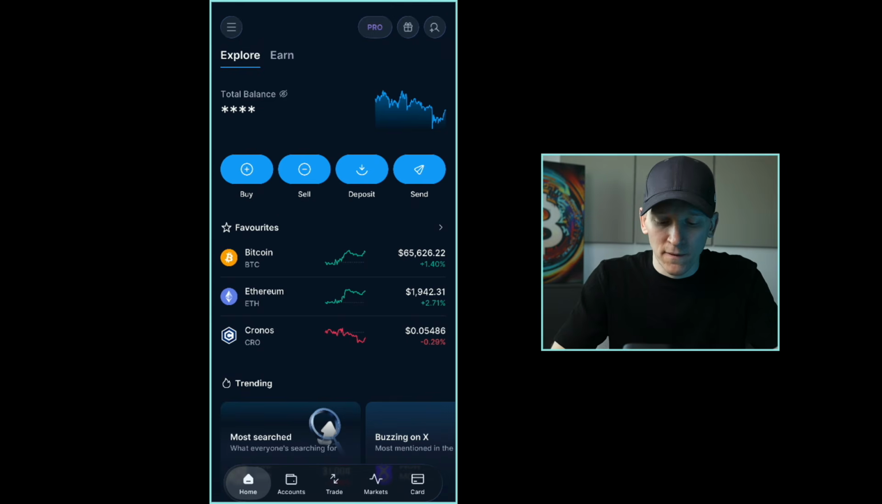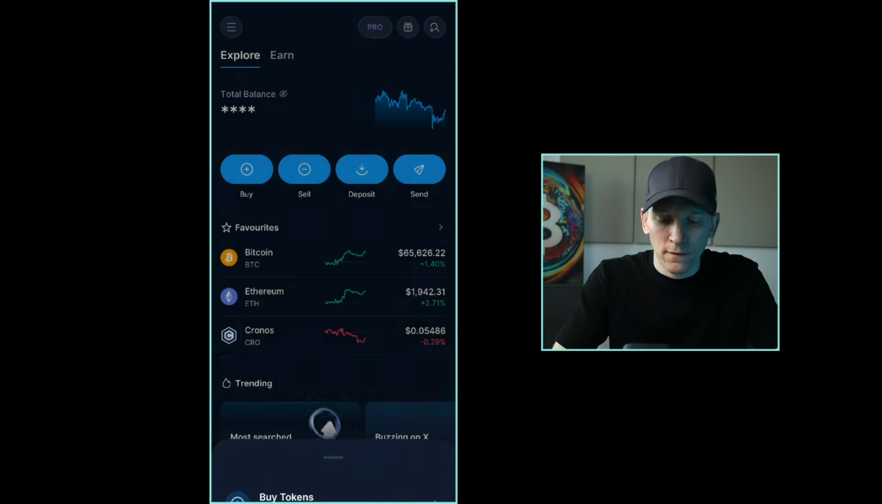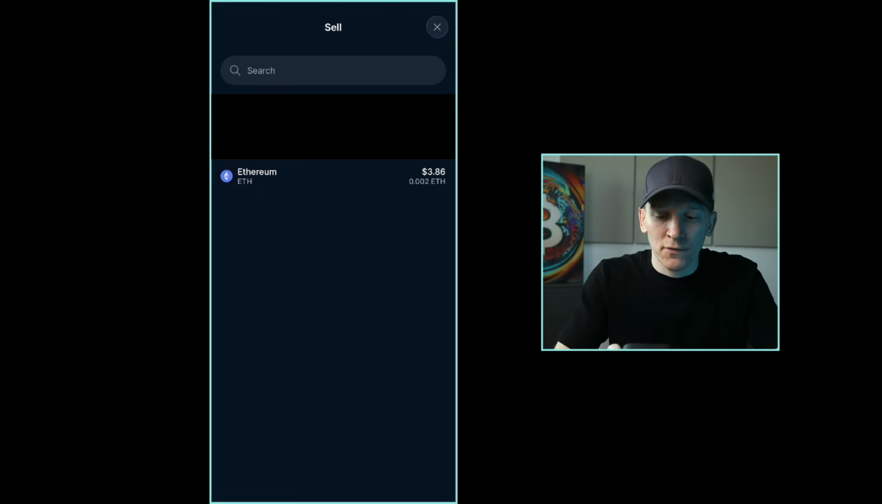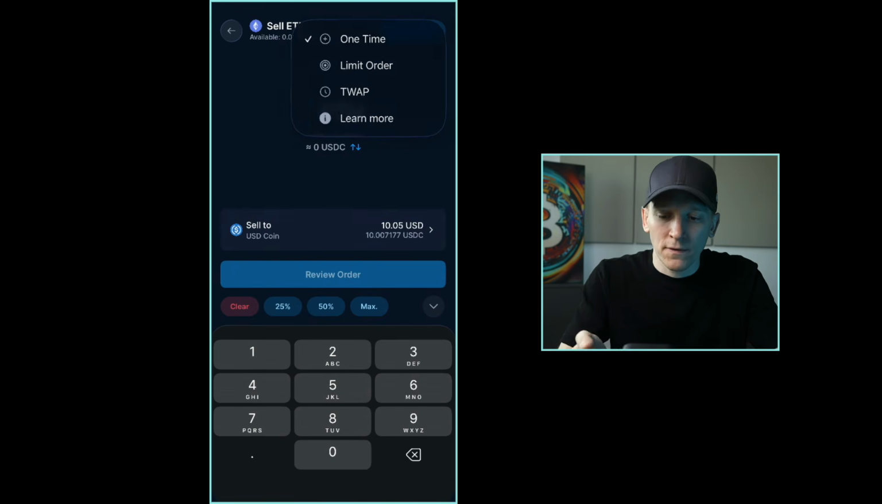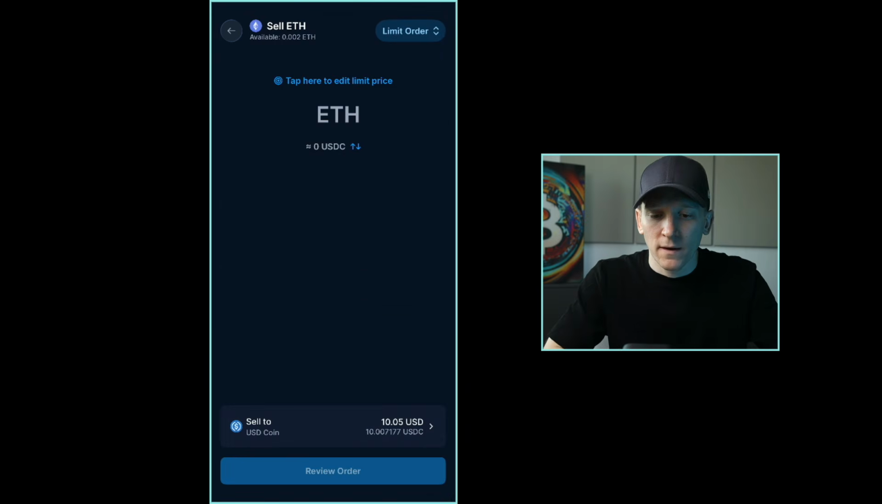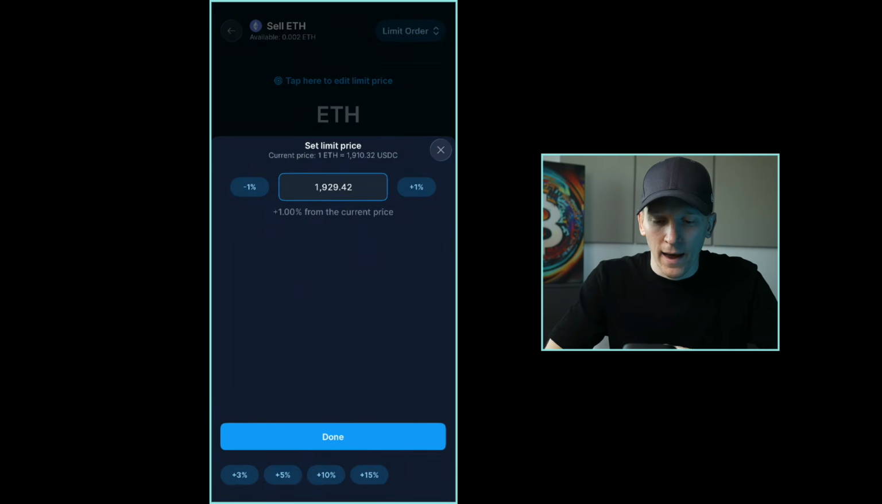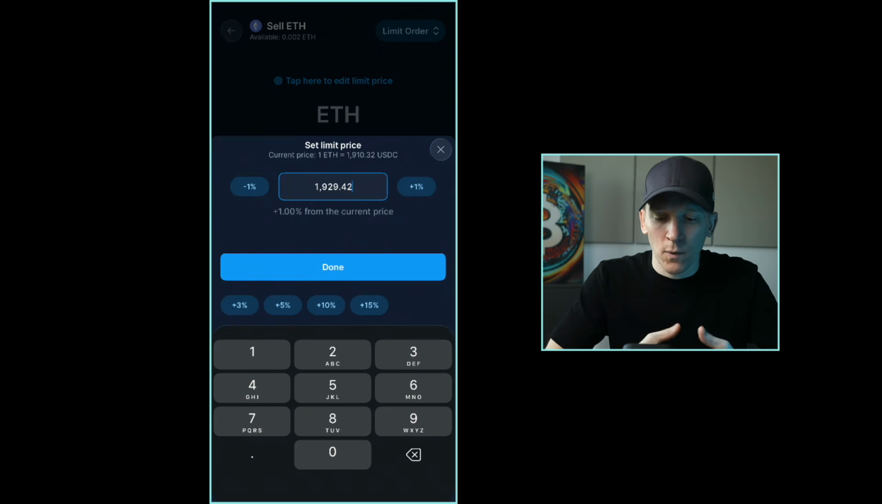You can also use limit orders when selling assets as well. Down in the bottom, press trade, sell tokens. Choose the asset that you have that you want to sell. I'll sell some Ethereum. Up in the top right, press this one time again. We want to choose limit order. Now we're selling Ethereum and we can see that the current market price for one ETH is $1,929.